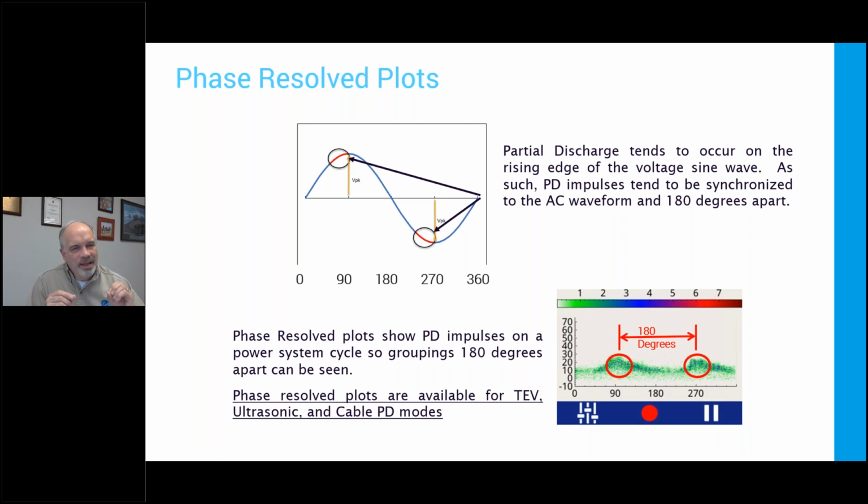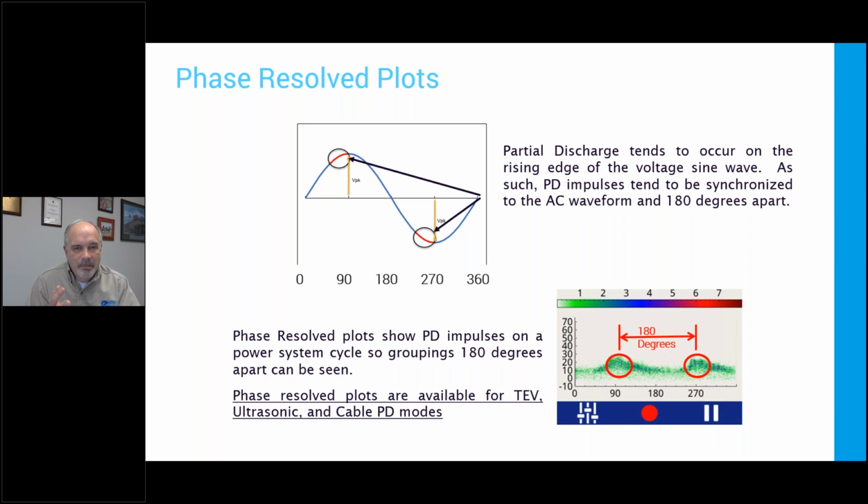And so if I get that discharge on the rising edge and the falling edge, and that's half a cycle apart, I should see two groupings of energy. And this picture on the bottom shows our phase resolve plot where each green dot is one event that occurred at a certain amplitude and certain phase. Well, you can see half a cycle apart, I've got higher levels, I've got a higher concentration. This is synchronous with the power system, and it's caused by something that occurs twice a cycle. Well, what occurs twice per cycle?